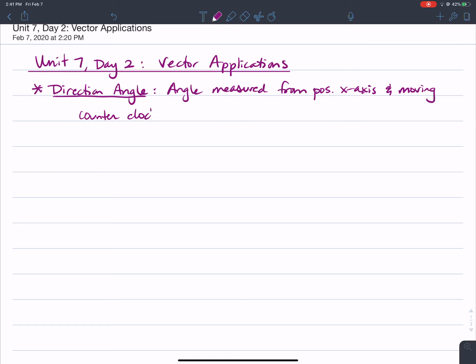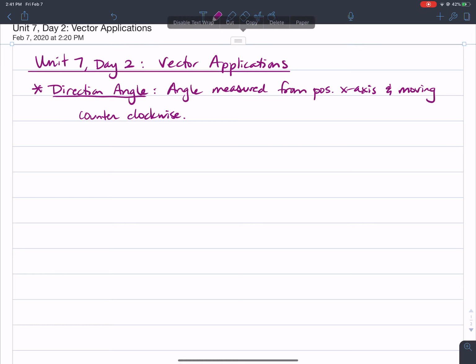In other words, the same way that we've been measuring angles this entire time that we've been studying trig. This is just a different term, direction angle. We will be talking about some other ways to measure angles in our lesson today. So if we say direction angle, we mean just the normal way that we always talk about angles.